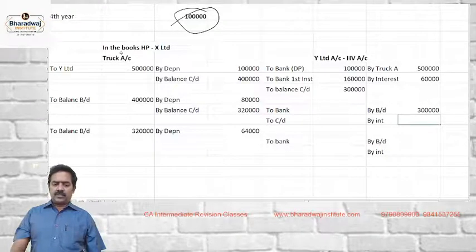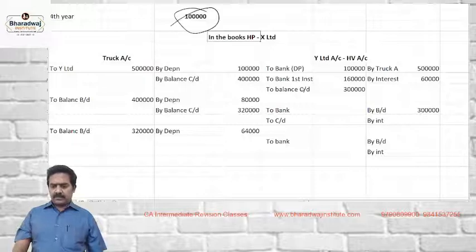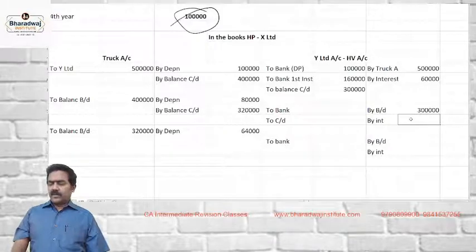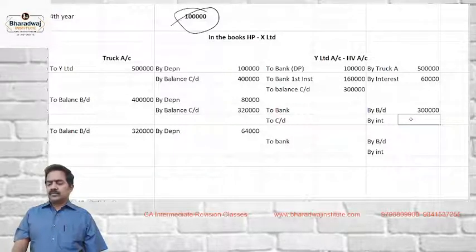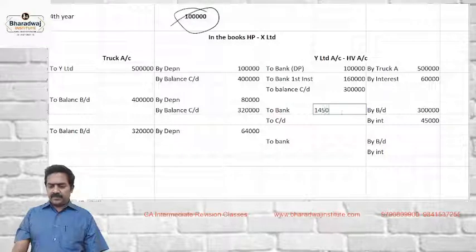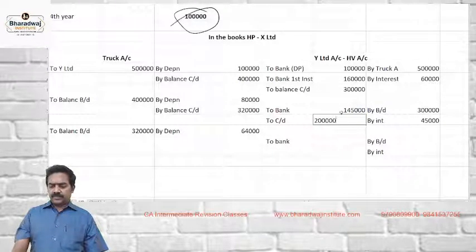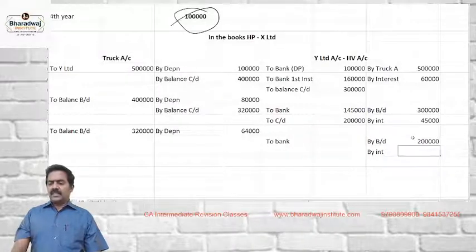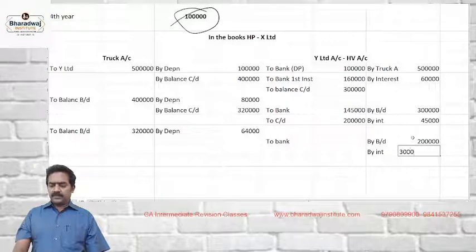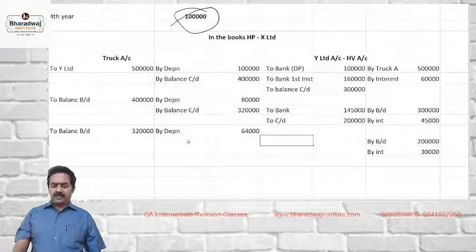This is in the books of hire purchaser. What is the second year interest? 45,000. Second installment is also paid. To balance carried down, how much? 2 lakhs. What is the interest for the third year? 30,000. But we are not paying the money.